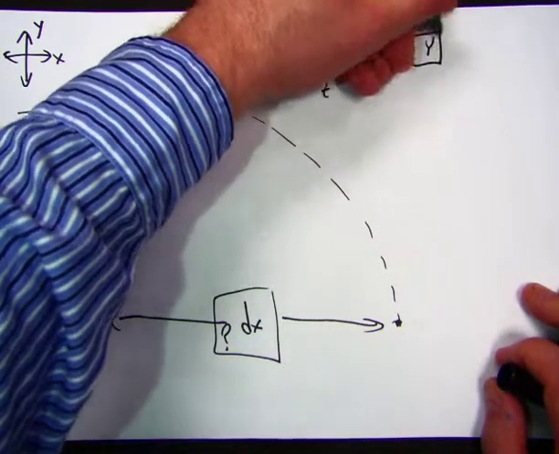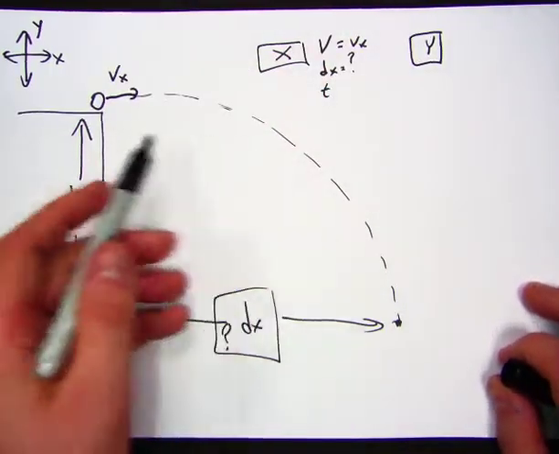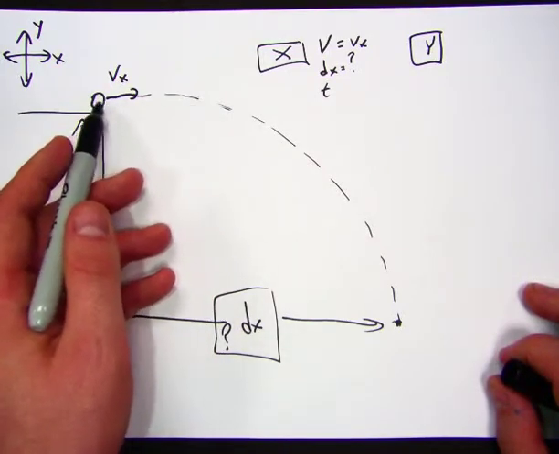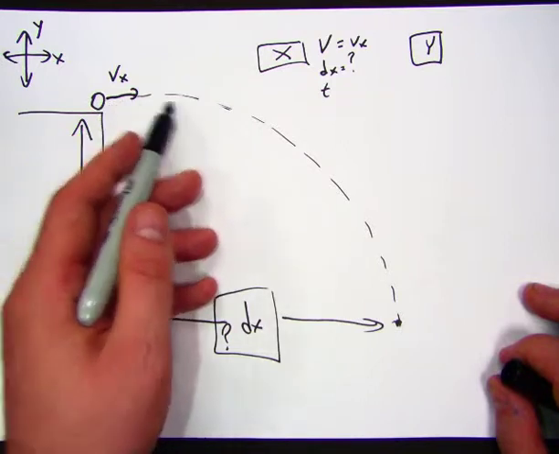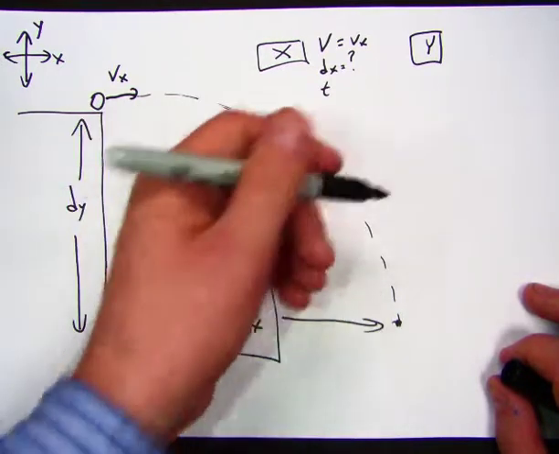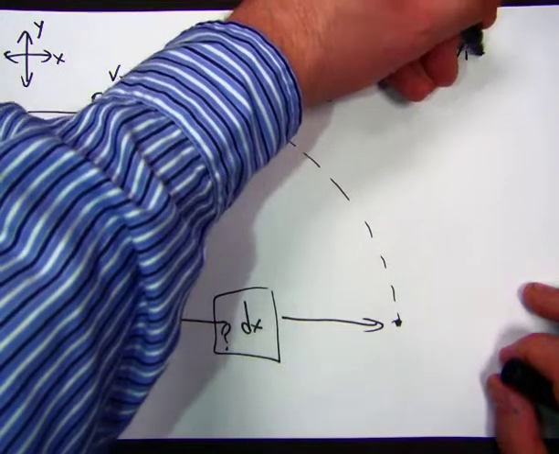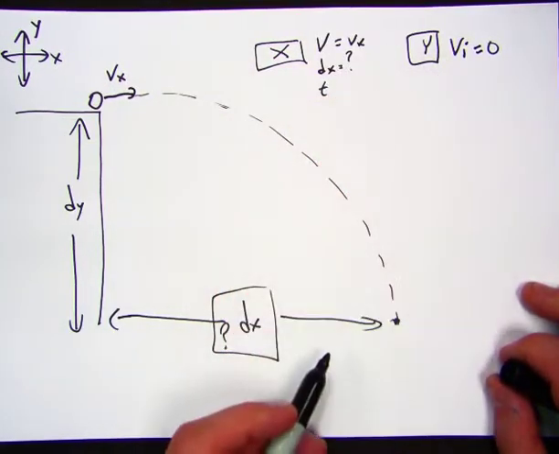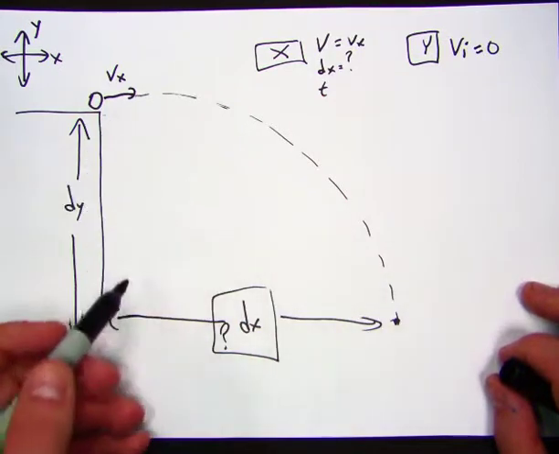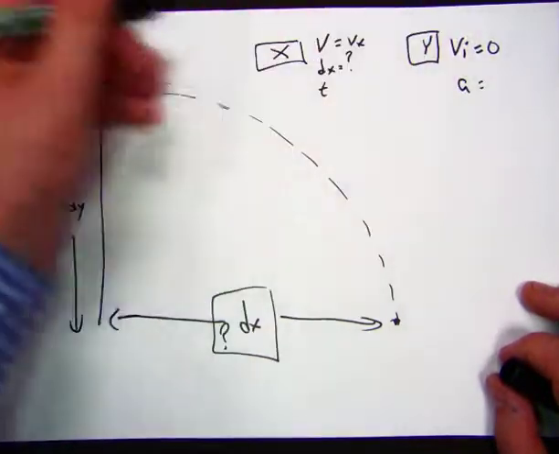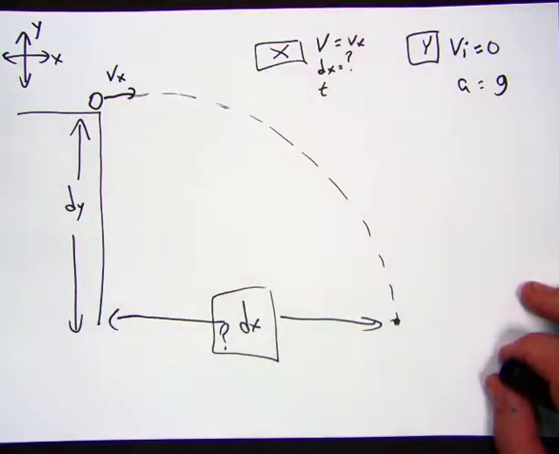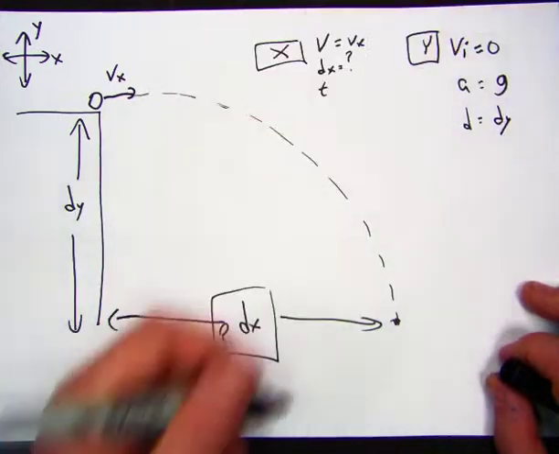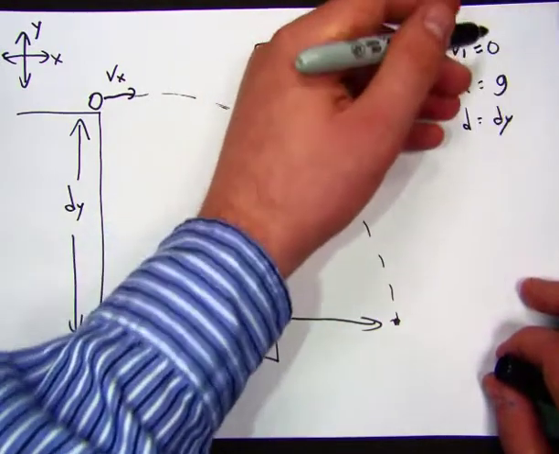I need to know time, so I'm going to run over to the y here and see what I know. Now this thing launched horizontally, which means there's actually no component of the y velocity at the beginning. Then it starts accelerating and changing velocity. But at the beginning, vi in fact is equal to 0 only in the y. In the x it's definitely moving, but in the y it's 0. I also know it's accelerating, and I'm going to make everything down positive, so a is equal to g. I also know that the distance is equal to dy. So I basically know all these things here.